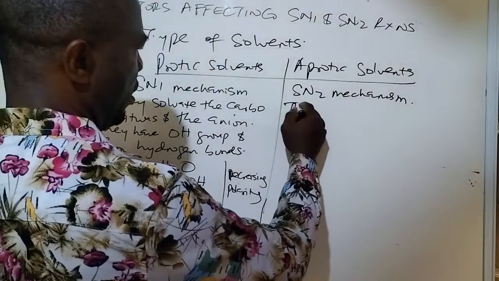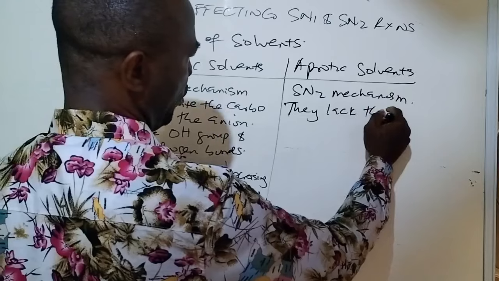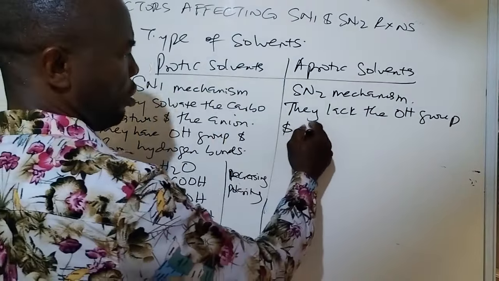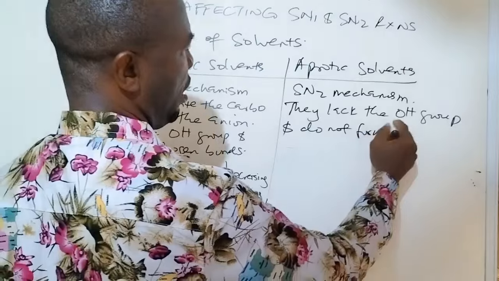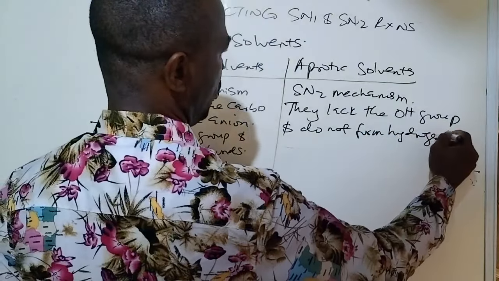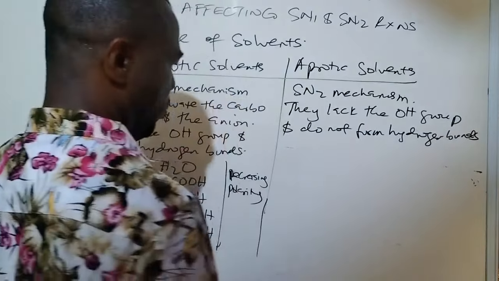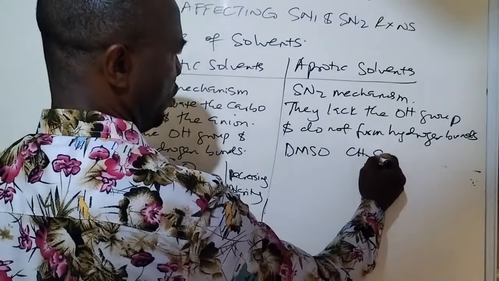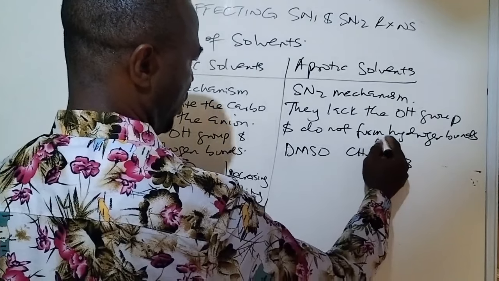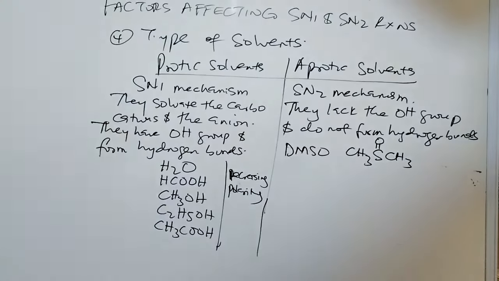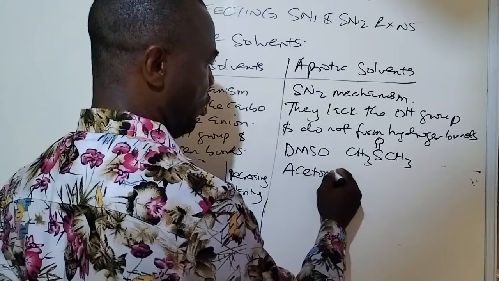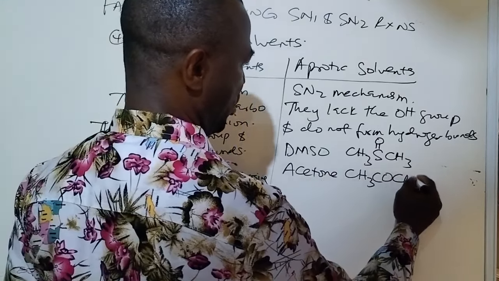They lack the hydroxyl group and do not form hydrogen bonds. So we have these ones. Examples are dimethyl sulfoxide, CH3 methyl groups, two of them, with sulfur oxide at the middle, dimethyl sulfoxide. Another example of this kind of solvent is acetone, otherwise called propanone, CH3COCH3.